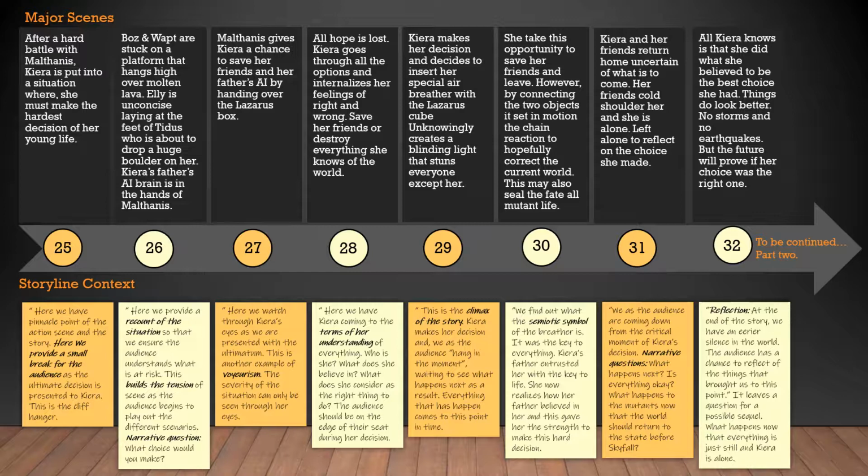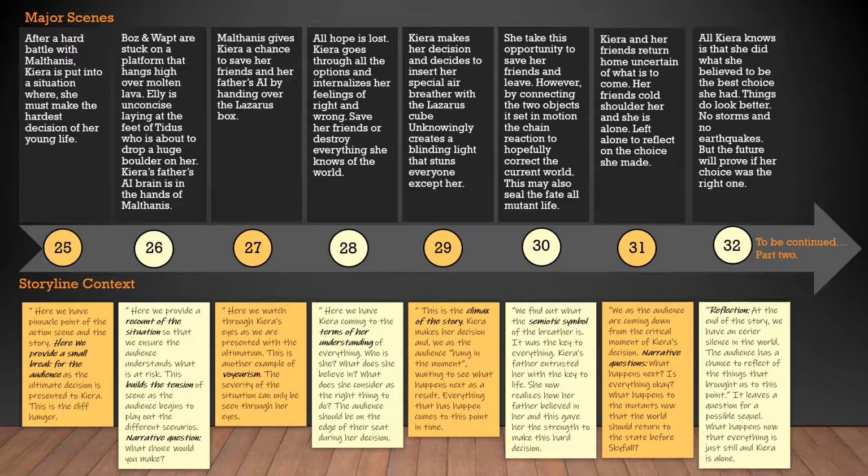In scene 29, Kara makes the decision and decides to insert the special air breather into the Lazarus cube. This unknowingly creates a blinding light that stuns everyone except for her. This is the climax of the story. Kara makes her decision, and we see the audience hang in the moment. All time is stopped, and they wait to see what happens.